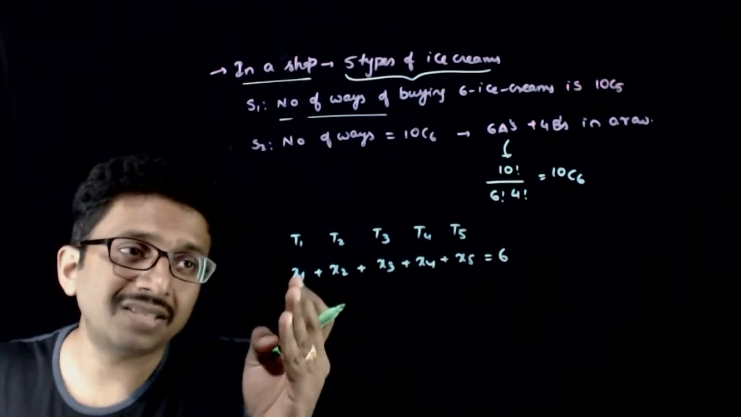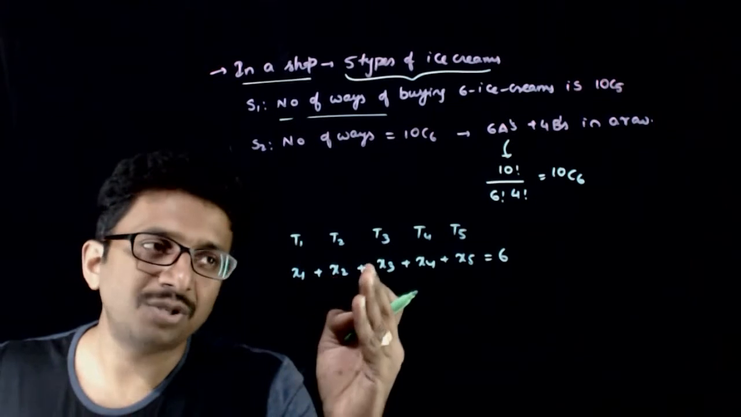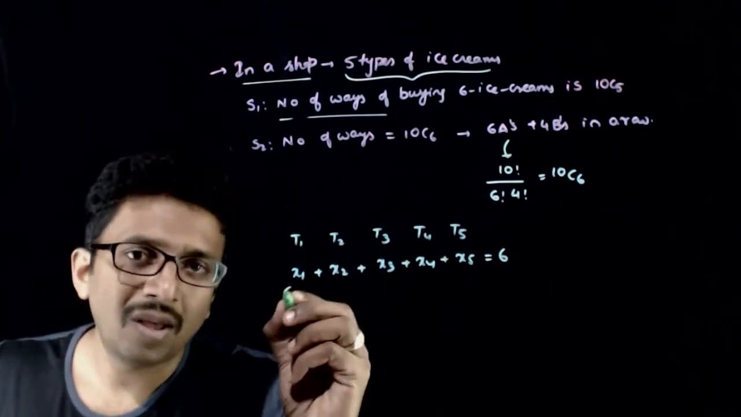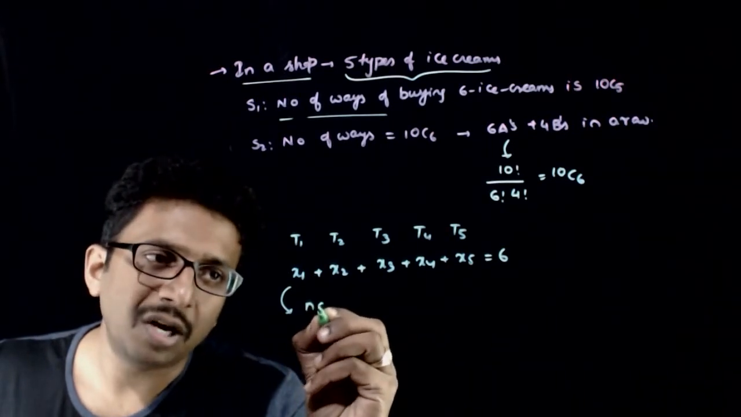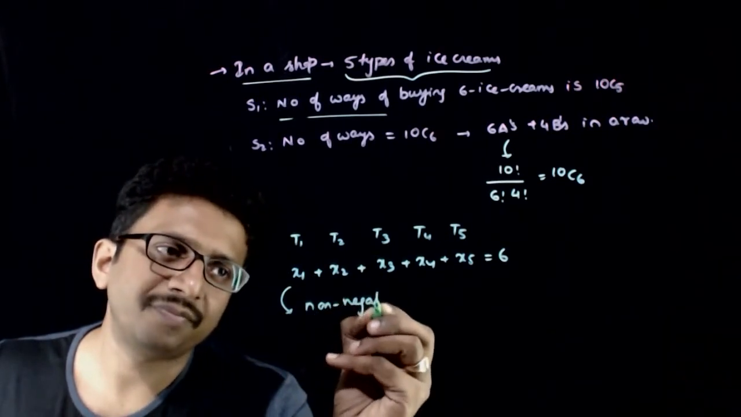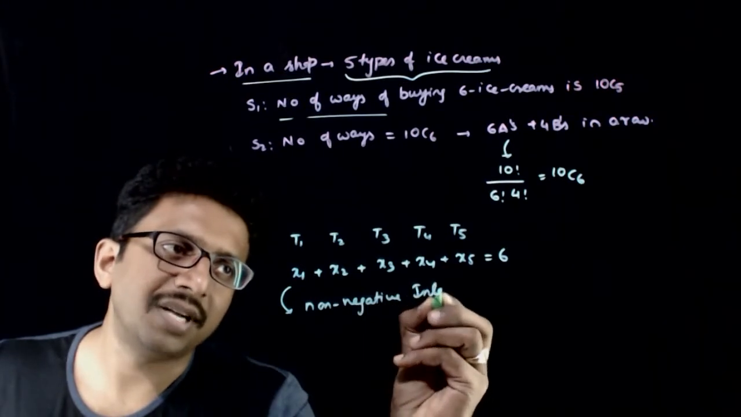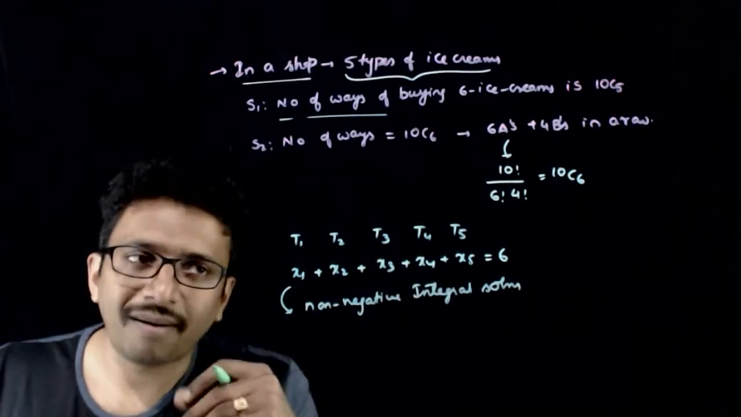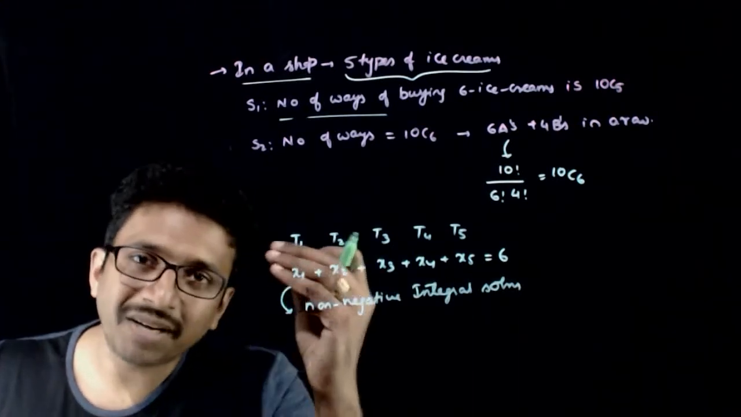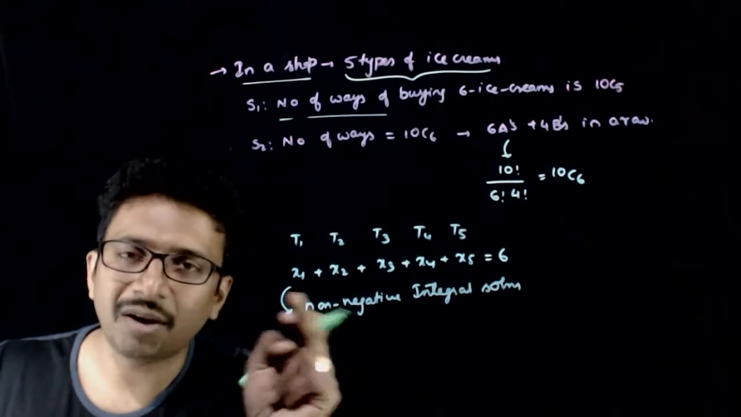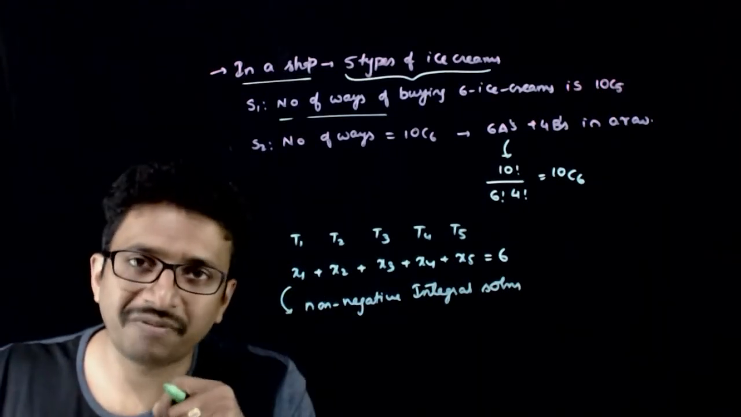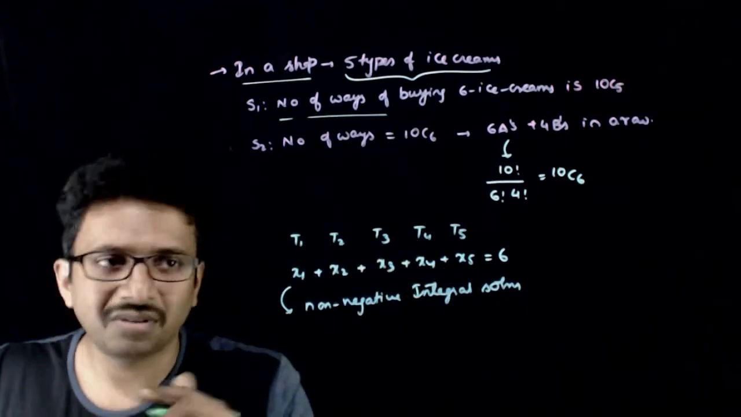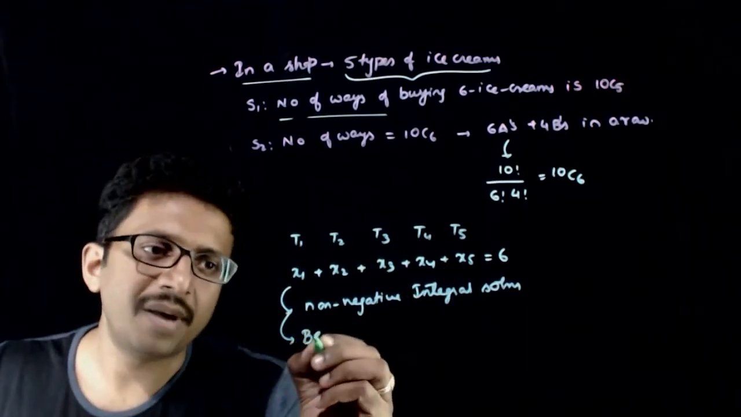So now in how many ways can I make x1 plus x2 plus x3 plus x4 plus x5 equal to 6? So effectively I want the non-negative integral solutions, right? Integral solutions, because x1, x2, x3 and so on are the number of ice creams of a particular kind. So they can be 0 but they cannot be negative. They have to be integers, they cannot be fractions. So how many non-negative integral solutions are there to this equation? So this comes under the topic of beggar's problem.